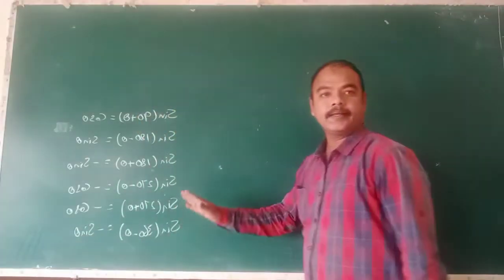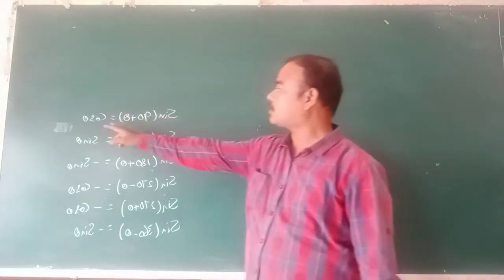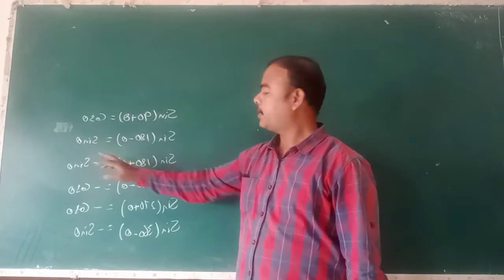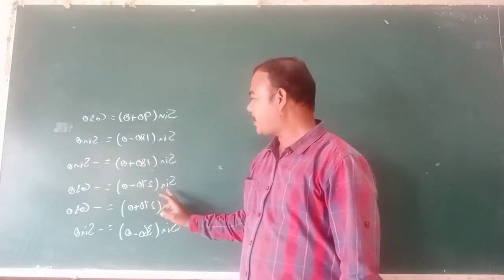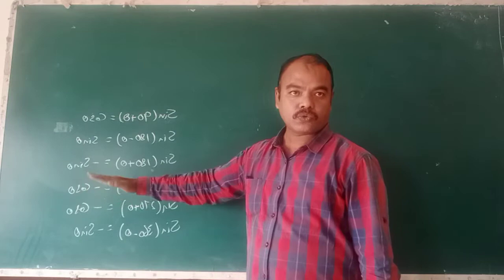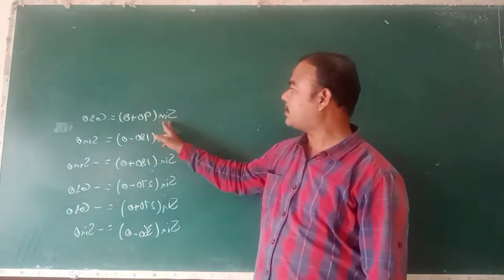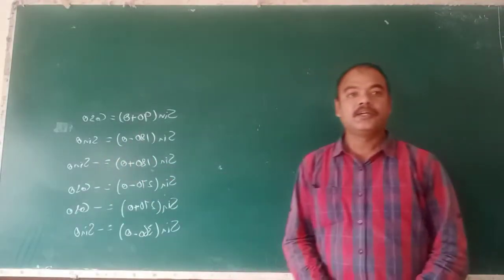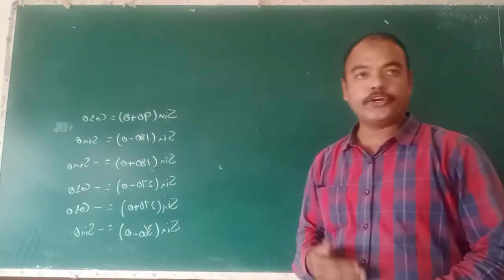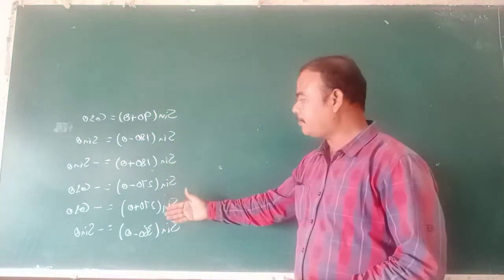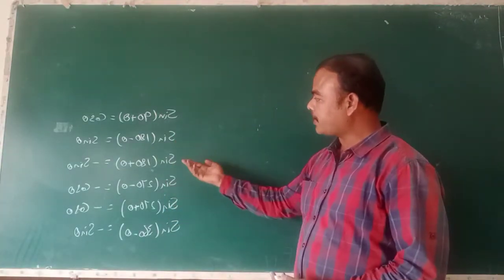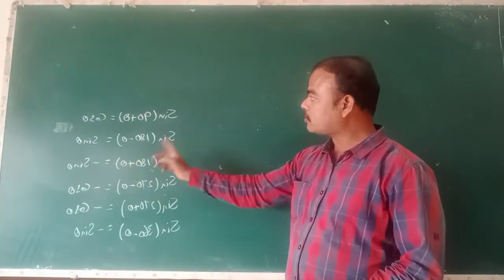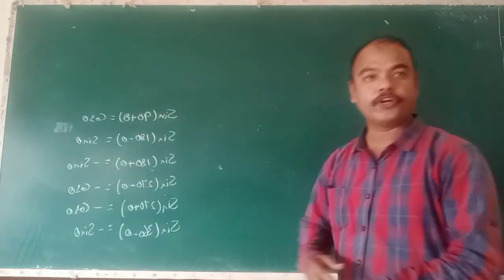Now what I am telling: here sine becomes positive cos theta, here sine becomes positive sin theta, here sine becomes minus sin, and here sine becomes minus cos. Many students are confused why sine becomes cos here, why it becomes positive sine here, and minus sine here. To give clarity, I am going to explain when sine becomes positive sine, when it becomes negative sine, when it becomes positive cos, and when it becomes negative cos.